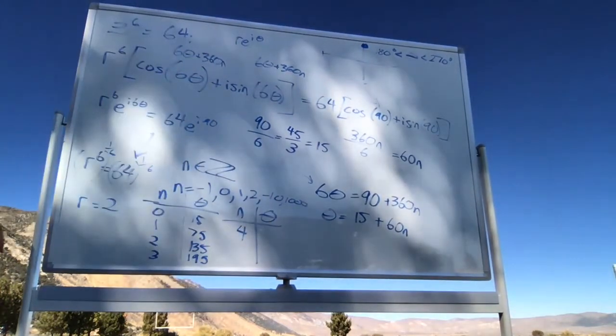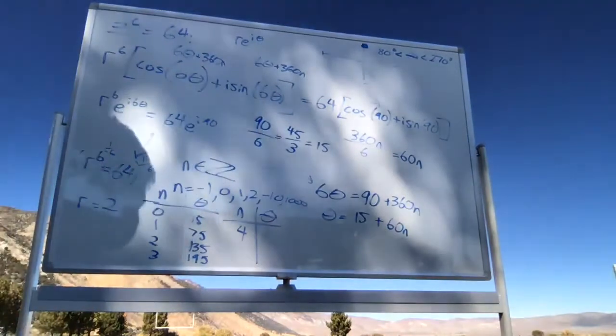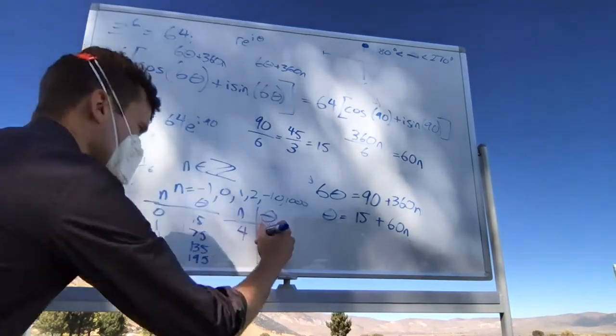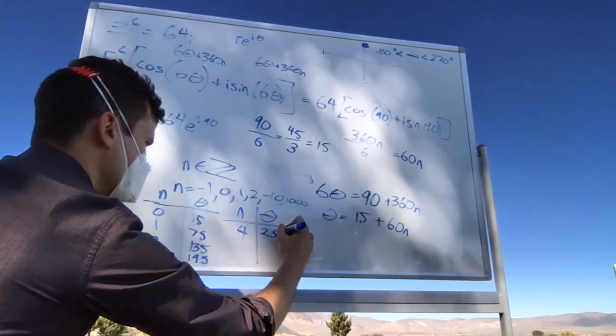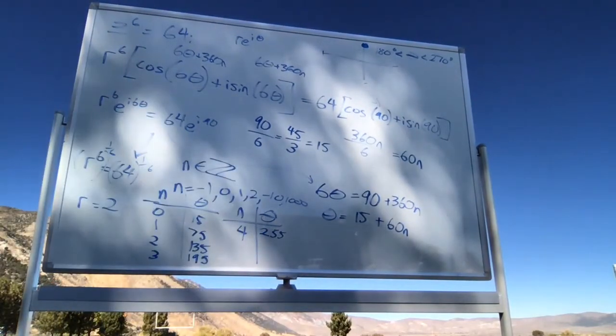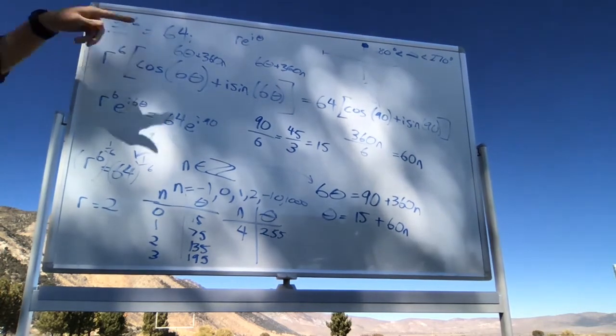When n is 4, 4 times 60 is 6 times 4 is 24. So it'd be 240, and then another 15 would be 255. Yeah, and this is a case where 2 answers work. Wait, so is the goal of these problems to find n? It's to find a solution. Find one complex number such that that complex number raised to the power of 6 is 64i.